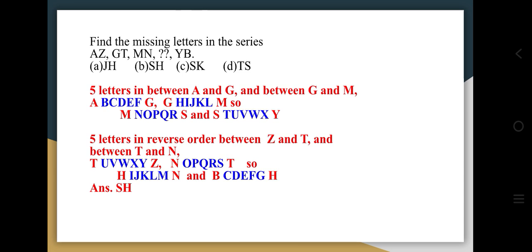So, N is there. In the reverse order, if you count, M, L, K, J, I, 5 letters over, the previous letter is H. So, the second letter of the missing term is H. So, the answer is SH. And of course, we can verify between H and B, there are 5 letters.